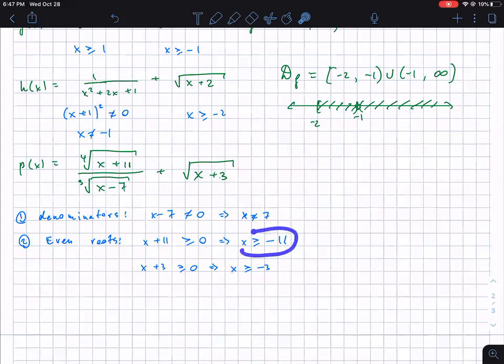So x is bigger than or equal to negative 11, and x is bigger than or equal to negative 3, and x is not equal to 7. Well, if x is bigger than or equal to negative 3, it's definitely bigger than or equal to negative 11, right? So we actually can just forget about this condition.